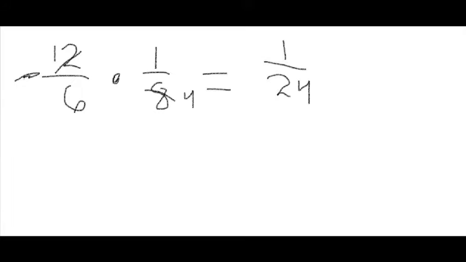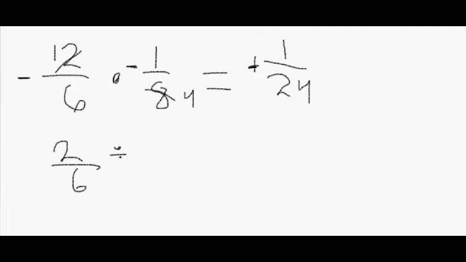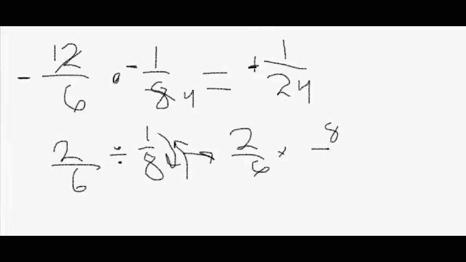So for instance, for number 16, let's say you have negative 2 over 6 divided by 1/8. Problem is, you cannot do any division when it comes to fractions, so you have to change it to a multiplication problem. So it's going to become 2 over 6, and we're going to switch the numerator with the denominator of one of the fractions. It doesn't matter, I'm choosing the second one, times 8 over 1.